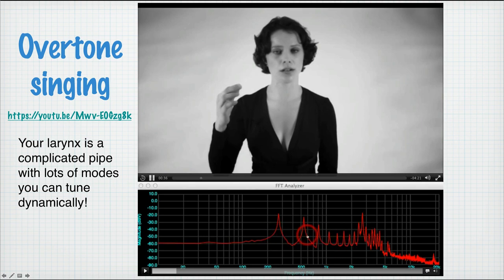You can see these lower notes here don't really move around. What she's doing is something to the upper register over here. So we'll keep going.